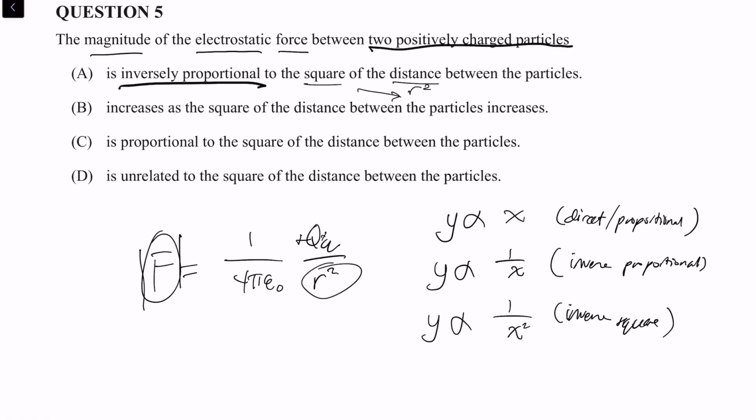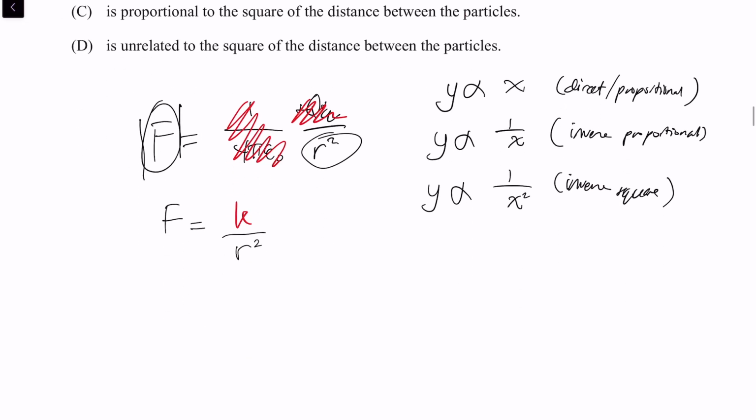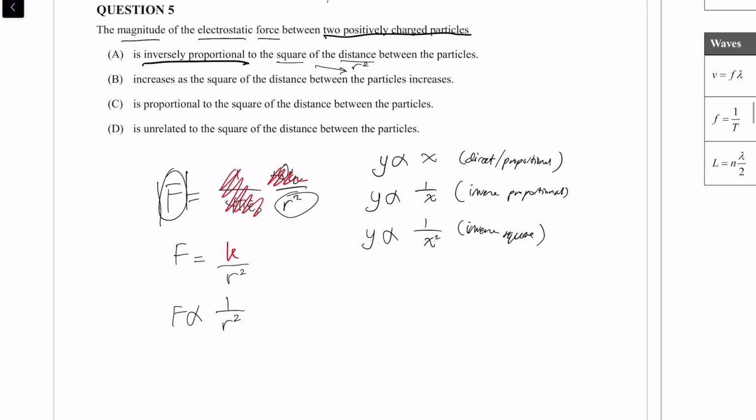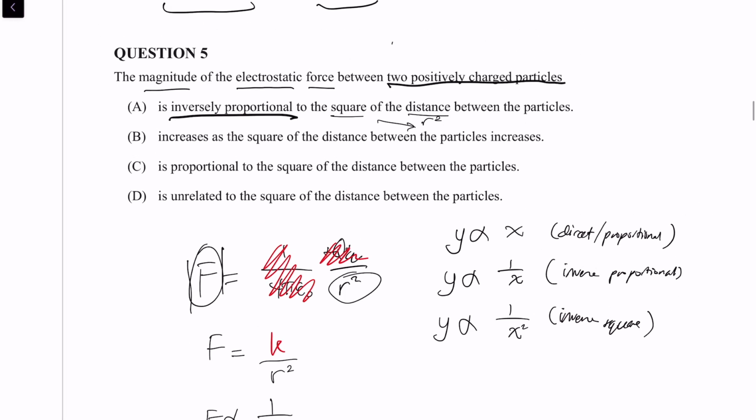Okay, so we can note here that if we just get rid of all the variables that we're not concerned about, so everything but F and r squared, you can see that we have F equals, we'll just say this red stuff was k, just like any sort of factor in the front, and then over r squared, and we can see that the relationship between F and r is that they are inversely squared. Okay, and so that's what A is saying. So we know that A is correct, inversely proportional to the square of the distance between the particles.